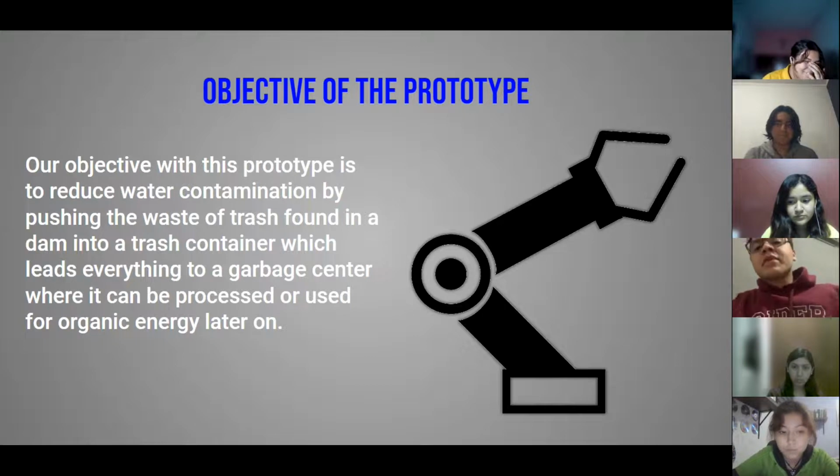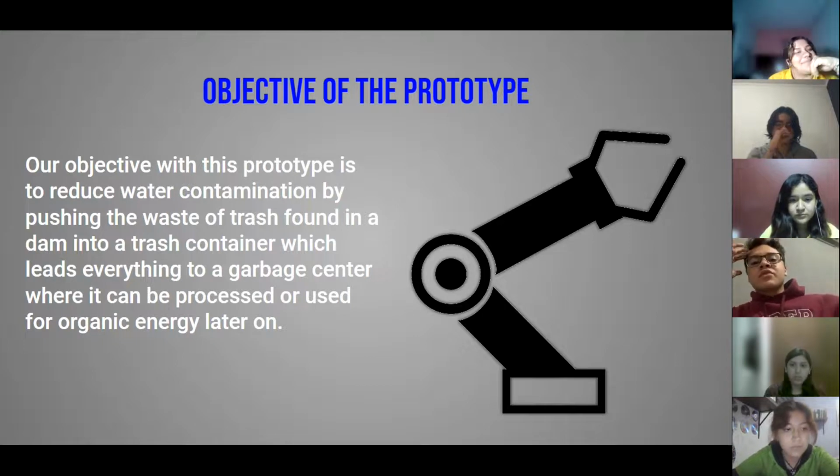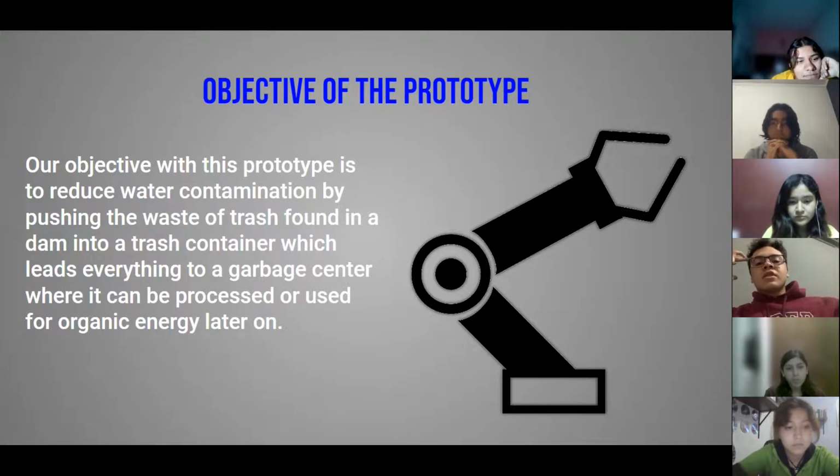Our objective with this prototype is to reduce water contamination by pushing the waste of trash found in them into a trash container, which leads everything to a garbage center, where it can be processed or used for organic energy later on.